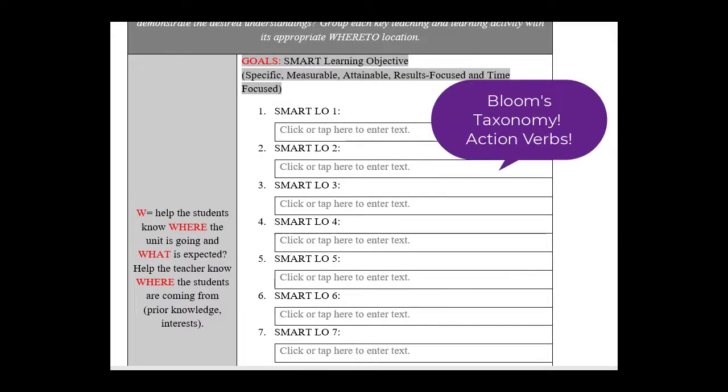We're going to create our SMART learning objectives here. And that's where we're going to focus on Bloom's taxonomy and use those action words when we are creating our SMART learning objectives.